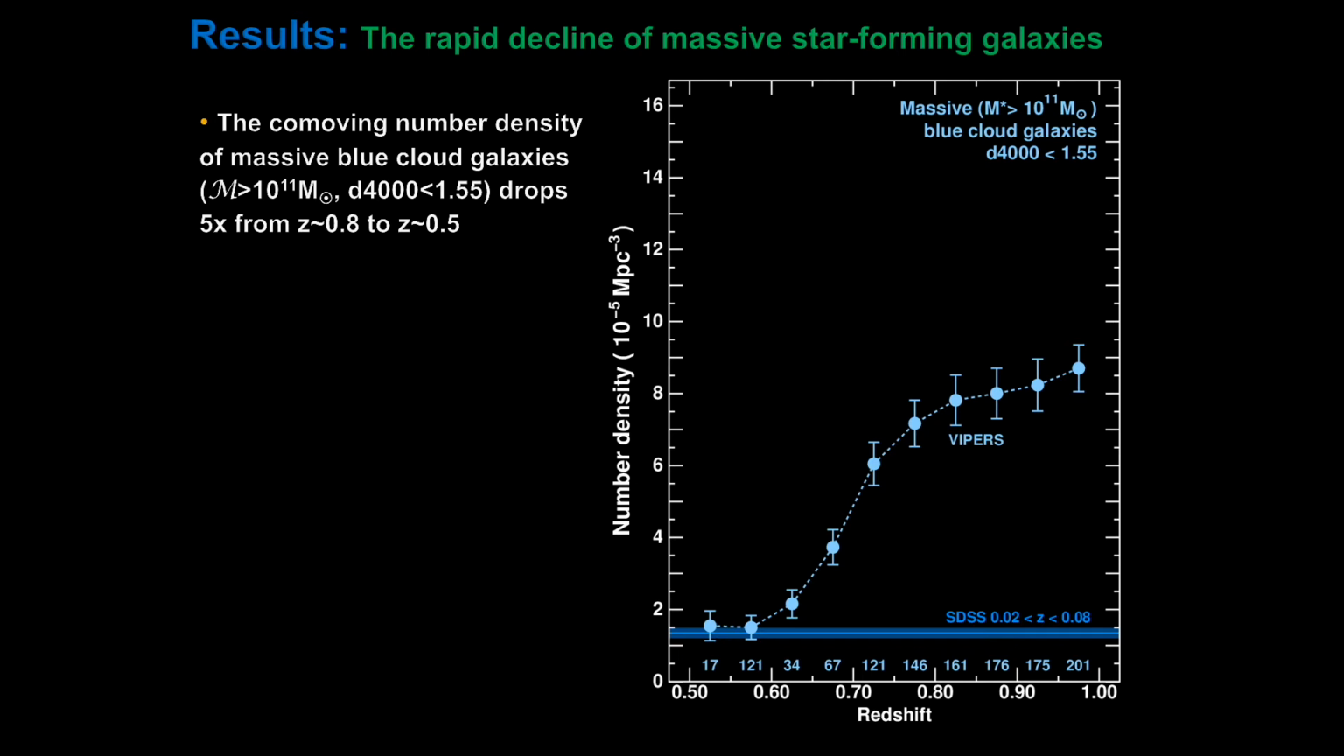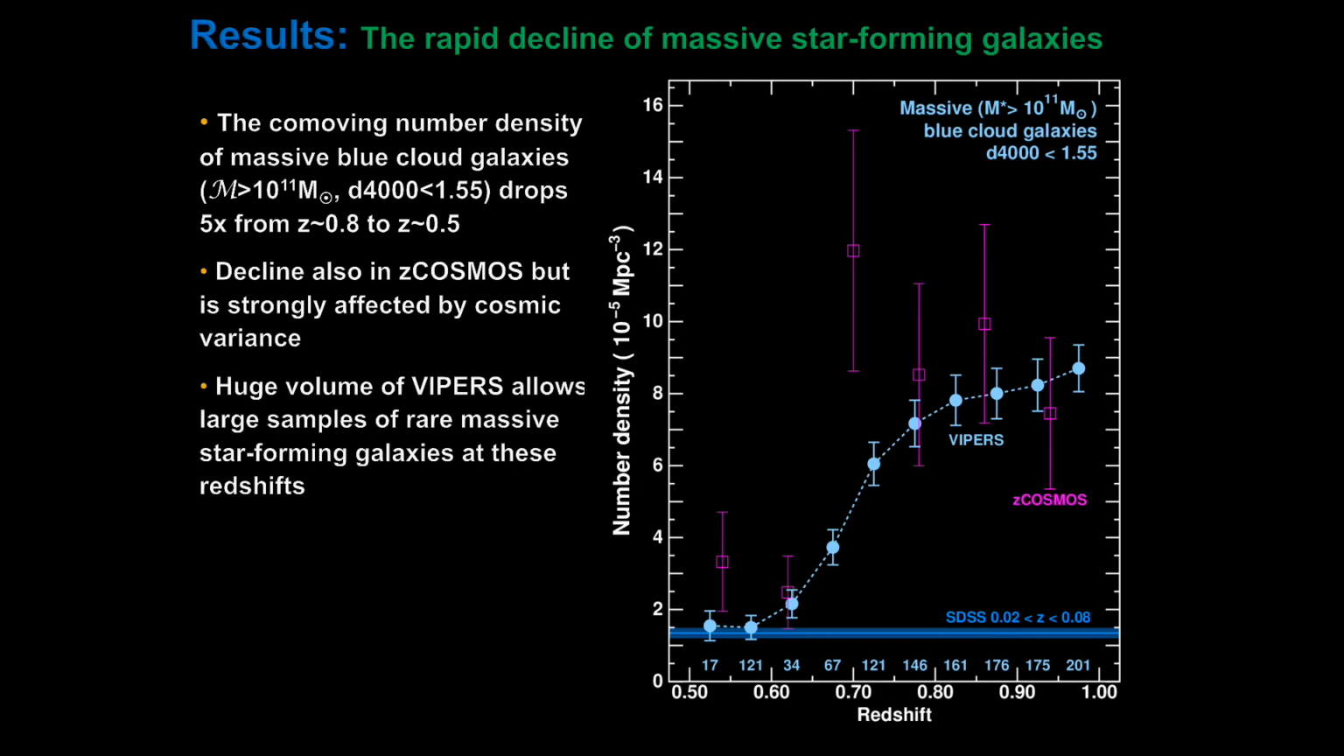This rapid decline between z of 0.8 and 0.5 is also seen in the earlier zCOSMOS data, as shown by the magenta squares. But since that survey only covered a small volume, it is strongly affected by cosmic variance. The huge volume of VIPERS has allowed us to obtain large samples of rare, massive star-forming galaxies at these redshifts.